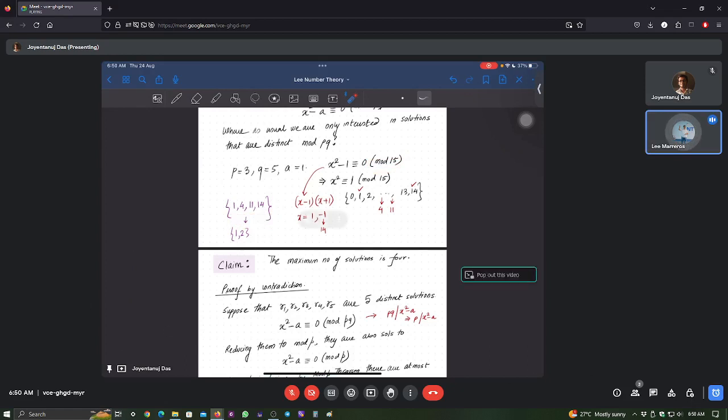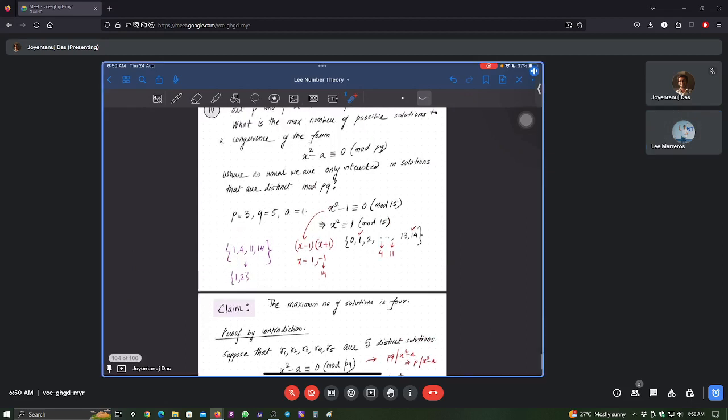But why did we get four, because of the previous example? This example, you can take any example. I just chose two small primes. 3 and 5 are the smallest odd primes. That's why.